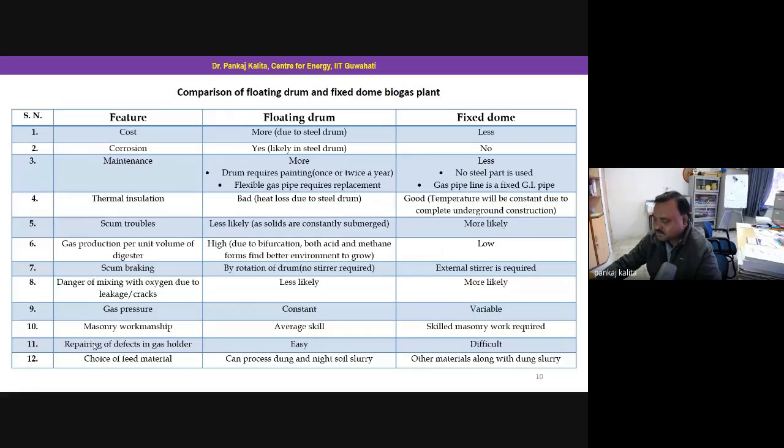methane gas. So once you enter, then oxygen will not be there. Then only methane will be there. So under that condition, no one can survive. So first, we need to check. Maybe one chicken may be allowed to enter. If the chicken is alive, then it is confirmed that oxygen is there. Then people can come and do the rectification. So it's a difficult thing for maintenance. And in terms of feed material, dung and natural slurry, and other material along with slurry can be used for fixed dome type biogas plant.